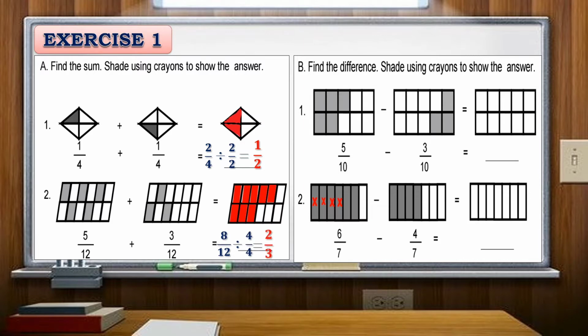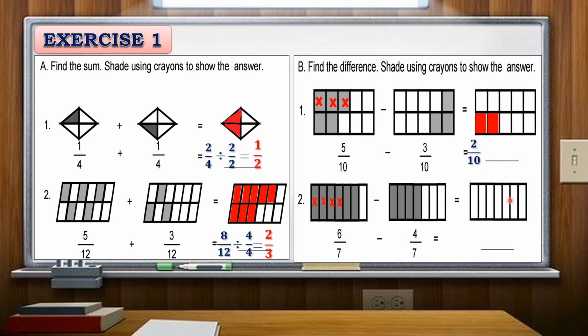B. Find the difference. Shade using crayons to show the answer. Let's take a look at exercise 1. 5/10 minus 3/10. 3 parts will be taken away in the number of shaded parts in the minuend 5/10. The remaining shaded parts of the minuend is only 2 parts out of 10 equal parts.